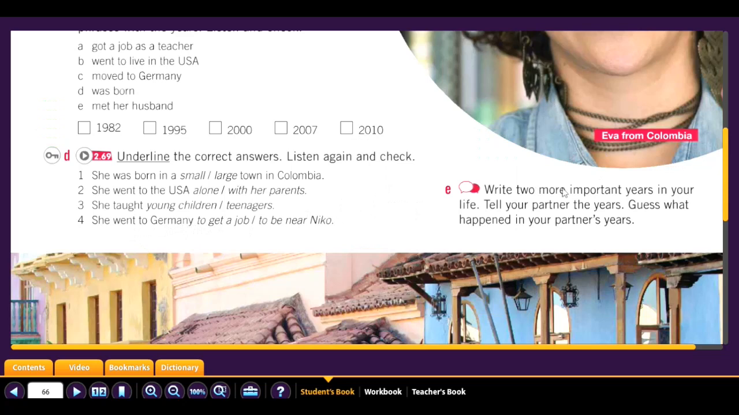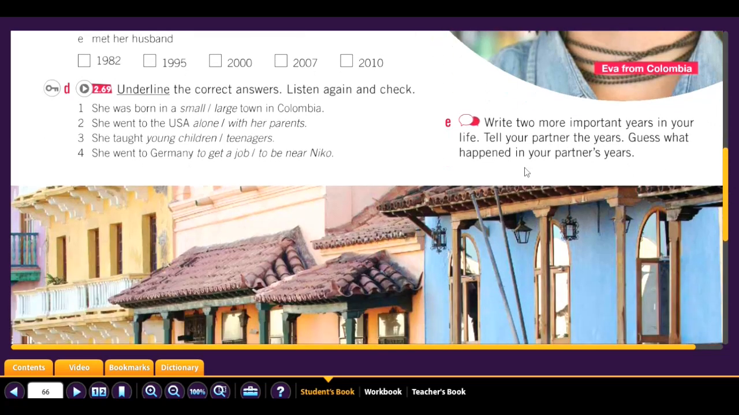Now, write 2 more important years in your life. Tell your partners only the years. Dile a tus compañeros solo el año. And guess what happened in your partner's years. Entonces tenemos el año, van a tener que identificar qué evento sucedió en ese año.